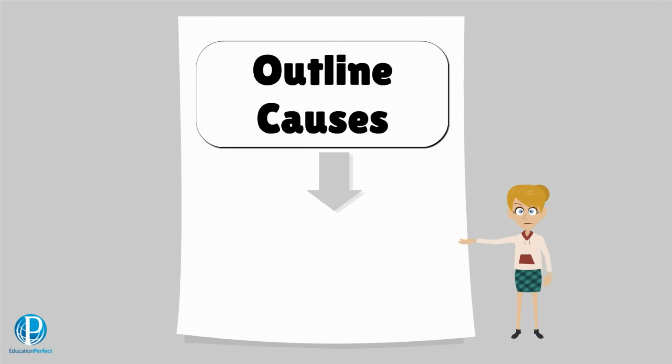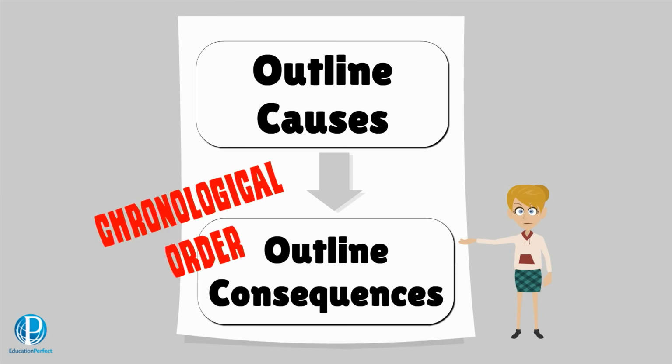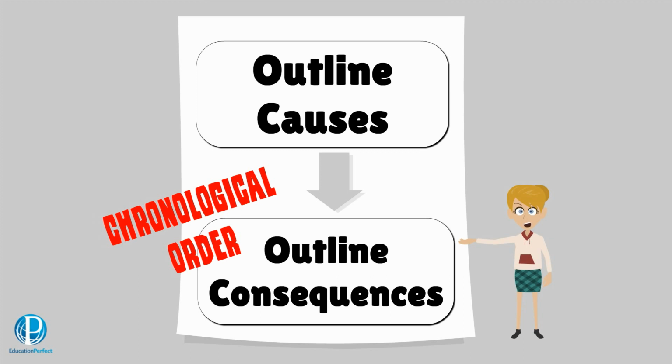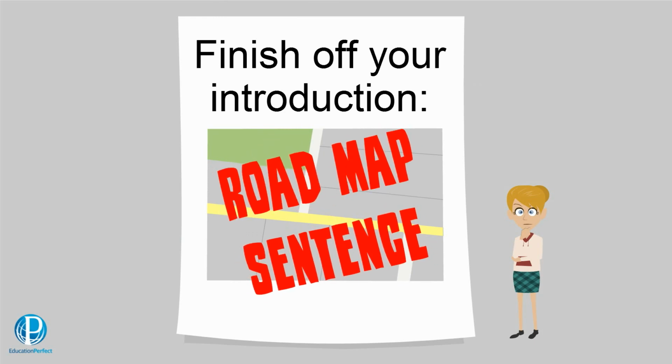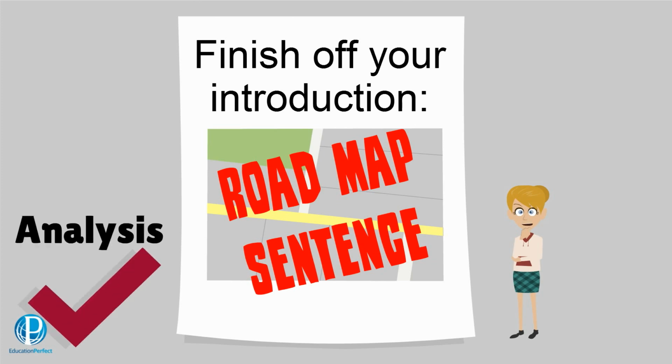The next thing you need to do is outline your causes. This gives the reader a taster of what you're going to be talking about in your essay. And since it's in chronological order, causes always happen before consequences. So write 1 or 2 sentences for each cause and then do the same thing for consequences. Finally, include a roadmap sentence that outlines what will be included in the essay. For example, this essay will discuss the causes and consequences of the American Civil War. You might even want to outline some deeper analysis here.